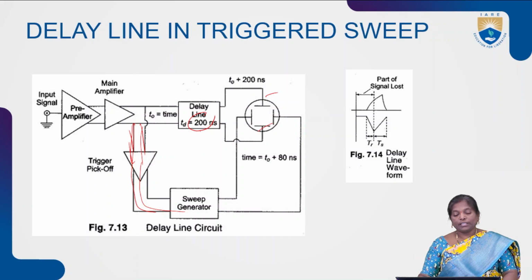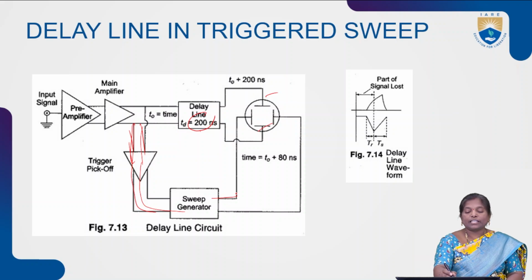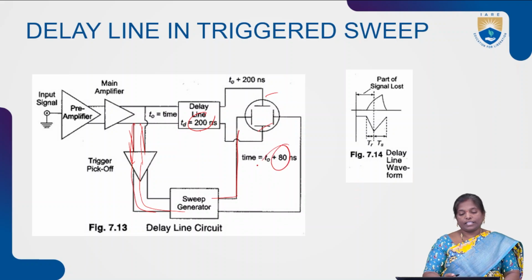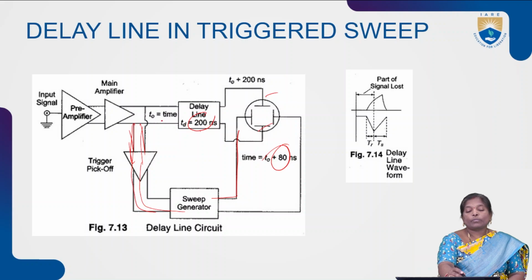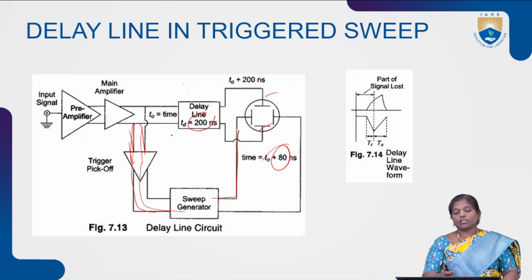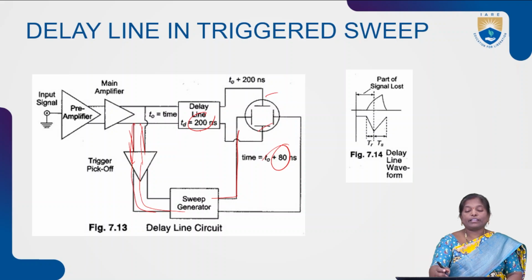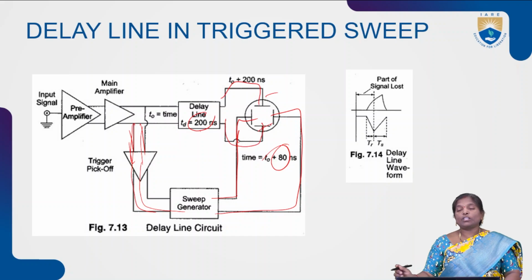and then that is given to the horizontal deflection plates. The sweep signal generator requires a time delay of 80 nanoseconds and the vertical amplifier has a delay of 200 nanoseconds. During this time interval, finally, both the horizontal amplifier section and the vertical amplifier section give the input to the vertical and horizontal deflection plates at a time, and finally it produces the output waveform without any signal loss.